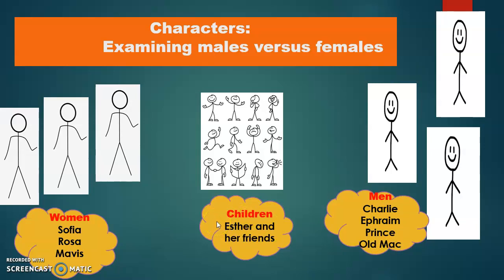And so maybe what we're doing when we examine males versus females, we're saying these characters are just representative. So Sophia is representative of all women who are married and the husband and struggling to make a living. So characters as representative.